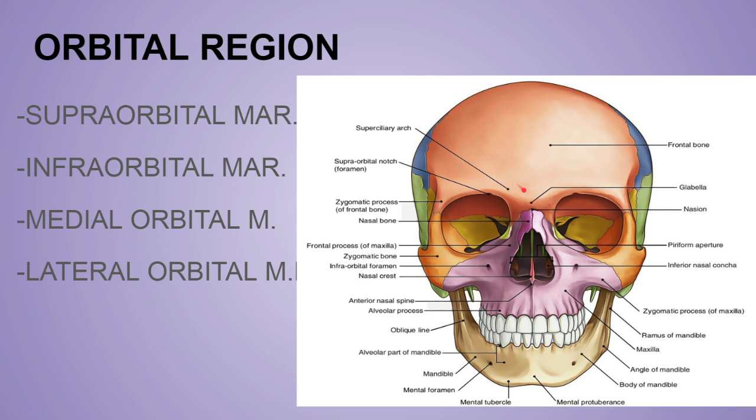Now this orbital region has mainly 4 margins. That is the supraorbital margin. This is the supraorbital margin. And in between the lateral 2/3 and medial 1/3 there is one notch or foramen. As you can see, this is the supraorbital foramen or the supraorbital notch. Now the infraorbital margin, this. It is mainly formed by the zygomatic bone laterally, as you can see, and the maxillary bone medially. Zygomatic bone and the maxillary bone.